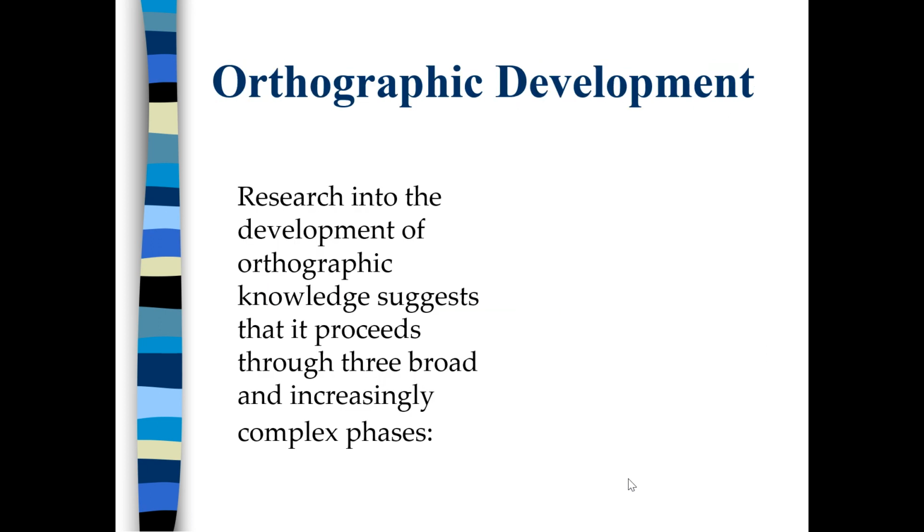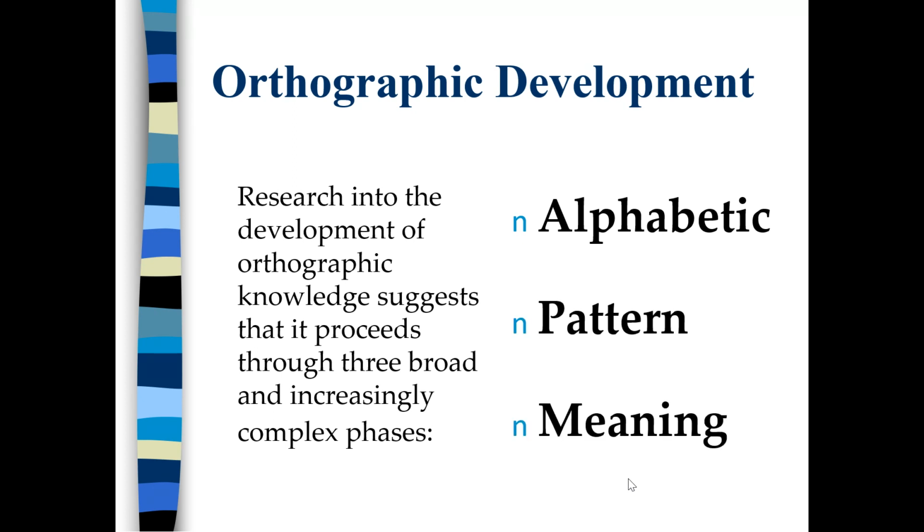Research into the development of orthographic knowledge suggests that it proceeds through 3 broad and increasingly complex phases. If you've noticed in everything we've talked about in all of our seminars, hopefully you recognize that we're starting at the bottom and we're building on knowledge. So in orthographic development, that's happening here too. There are alphabetic phases, patterns, and meaning.